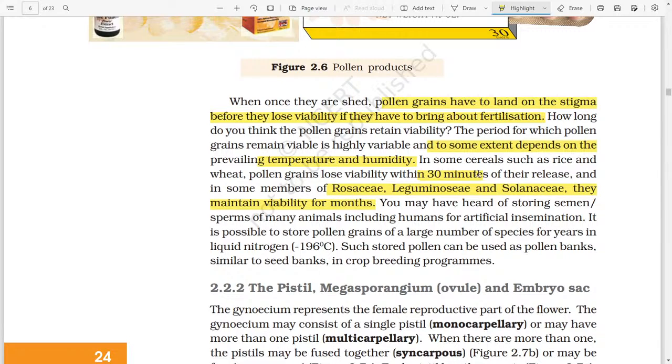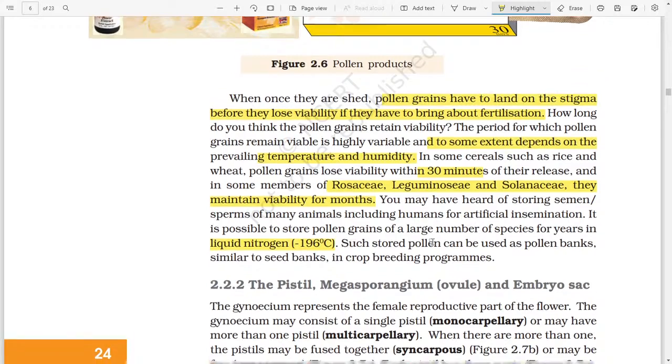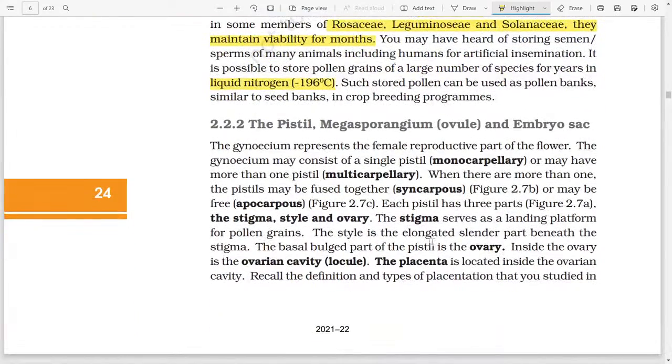You may have heard of storing semen, sperm of many animals, including humans, for artificial inseminations. It is possible to store pollen grains of a large number of species for years in liquid nitrogen, which is at a temperature of minus 196 degrees Celsius. Such stored pollen grains can be used as pollen banks, similar to seed banks, in crop breeding programs.